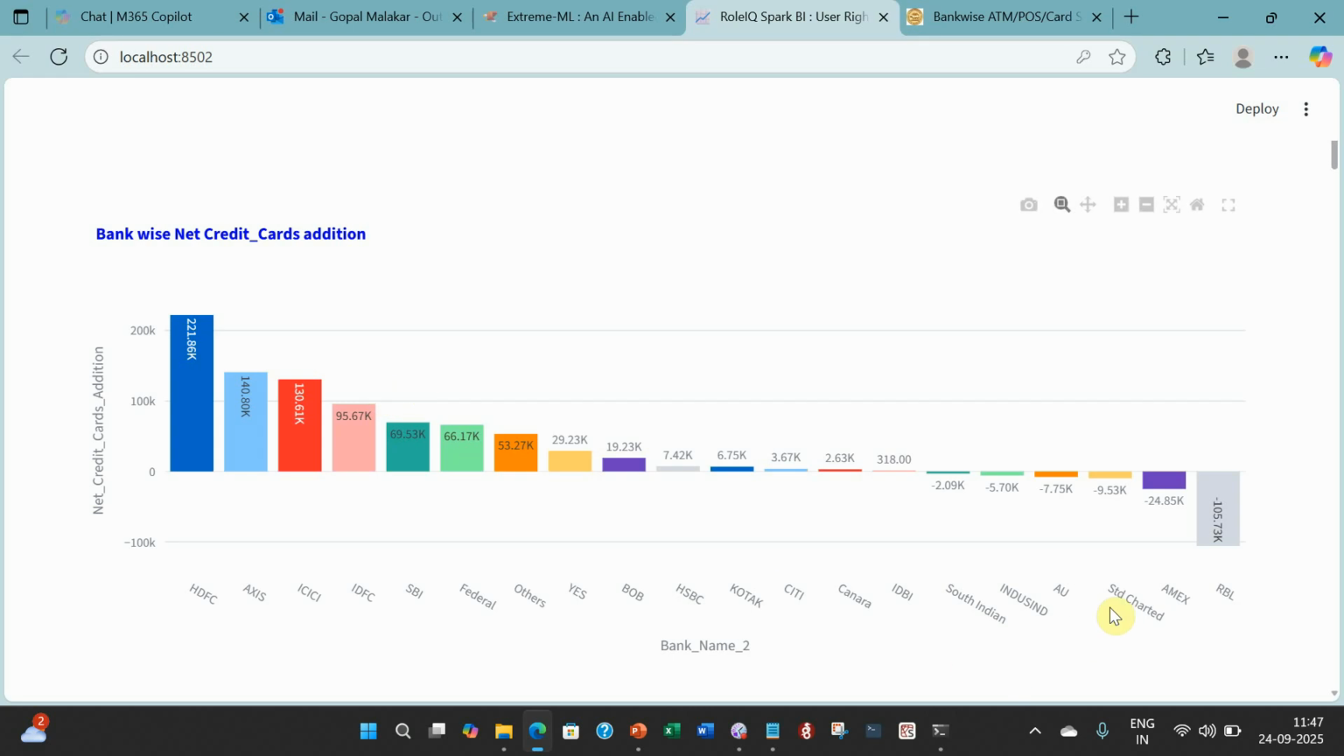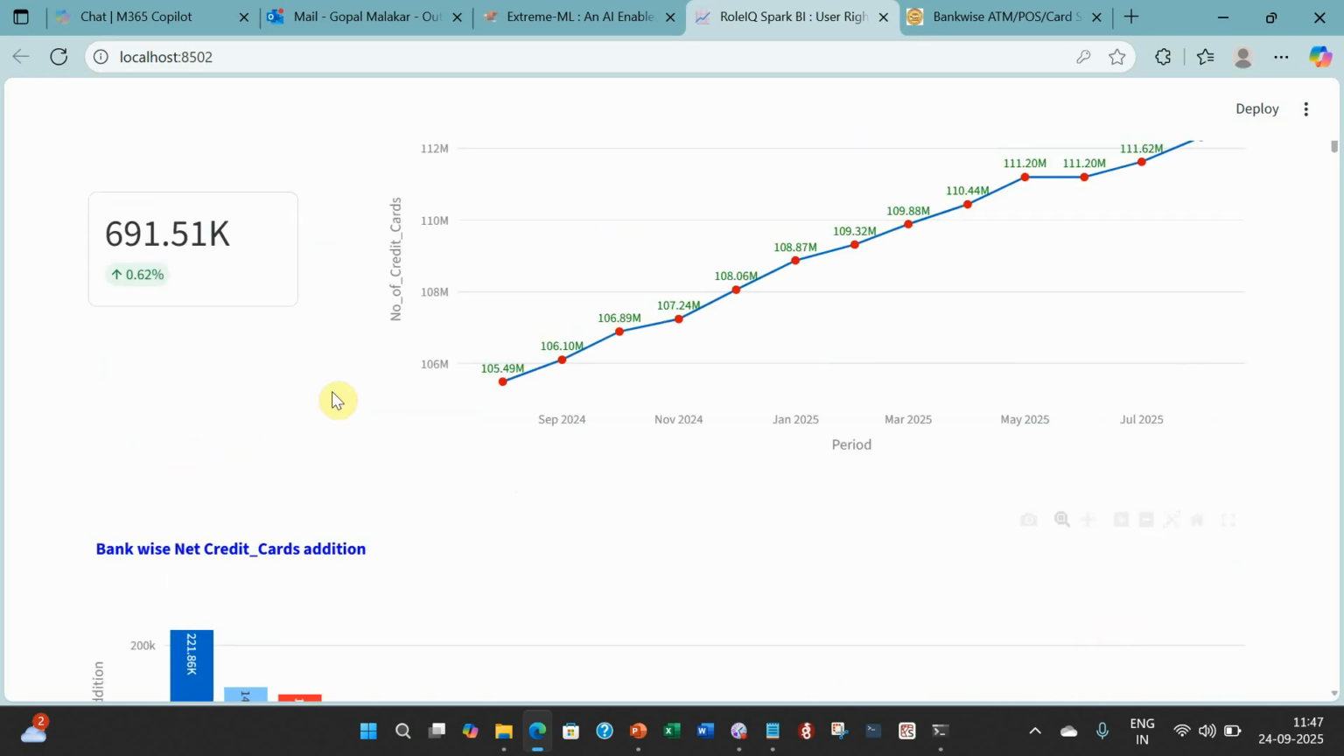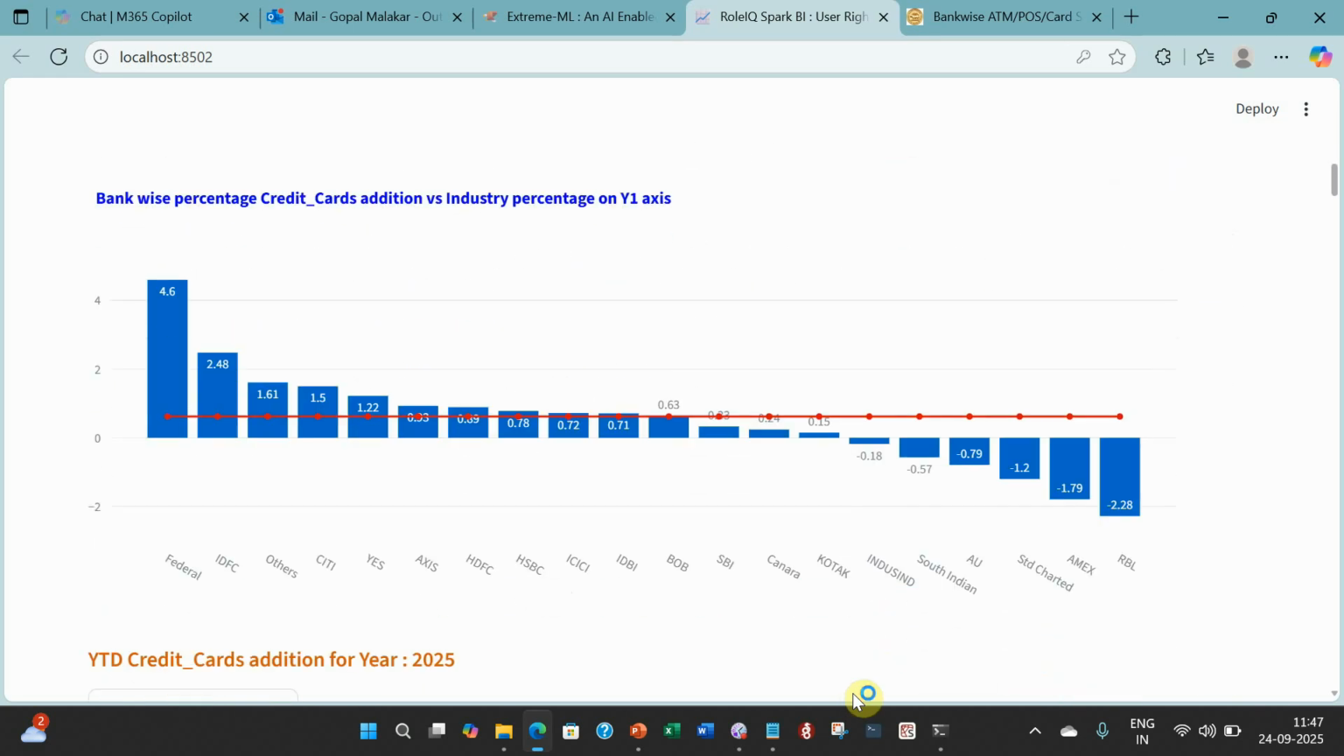Let's look at percentage terms. The industry has added 0.62% here, right? So who has added how much? If you look at this month, Federal has added 4.6% on its base.